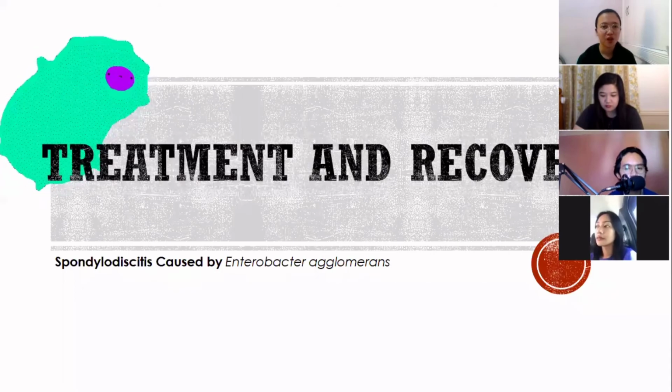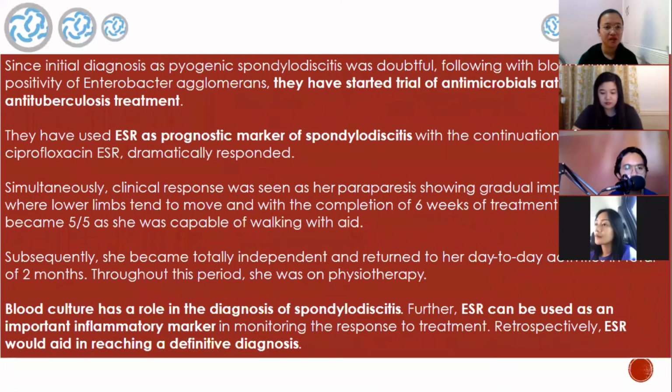So, for the treatment and recovery: since the initial diagnosis of pyogenic spondylodiscitis was doubtful, following blood culture positivity for Enterobacter agglomerans, they started a trial of antimicrobials rather than antituberculosis treatment. They used ESR as a prognostic marker of spondylodiscitis.